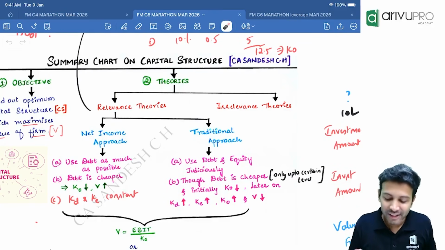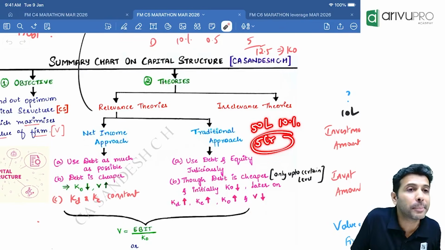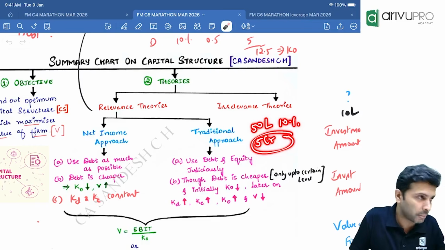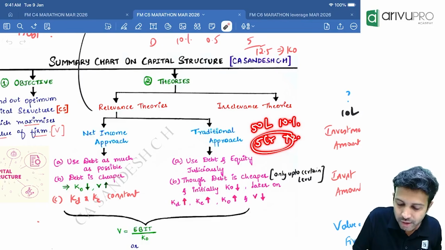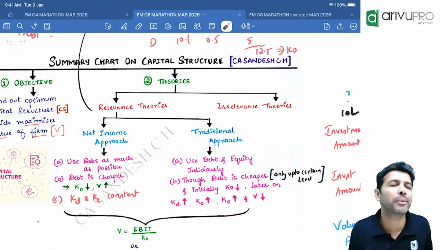Now you tell me, just because I took a 50 lakh loan at 10%, will I be able to take a 5 crore loan also at 10%? Will the bank manager be comfortable? No, he may say, boss, I'll give you a loan, but not at 10, I will give it to you at 12%. Possible? That is what this traditional approach is saying.